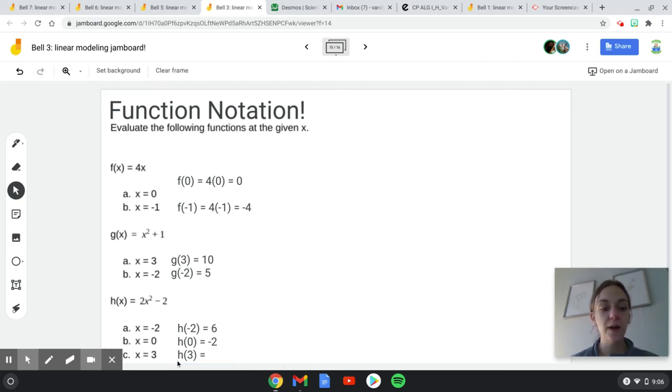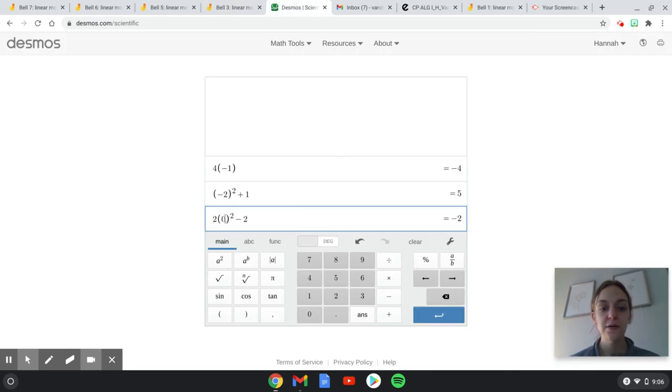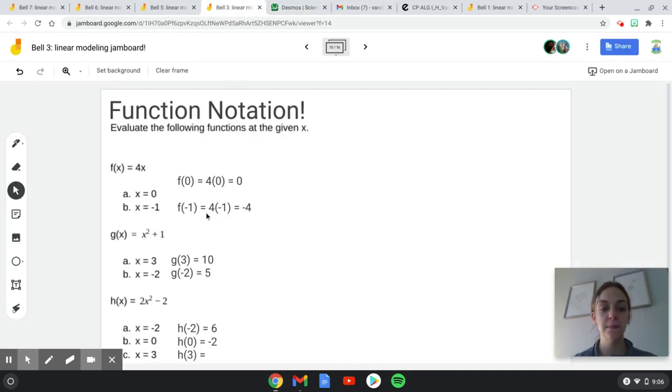And then my last problem is asking me to evaluate when x equals 3. So instead of a 0, I'm going to change that out with a 3, and then I get that my answer is 16. And that's it. It's super simple when we use Desmos to use function notation.